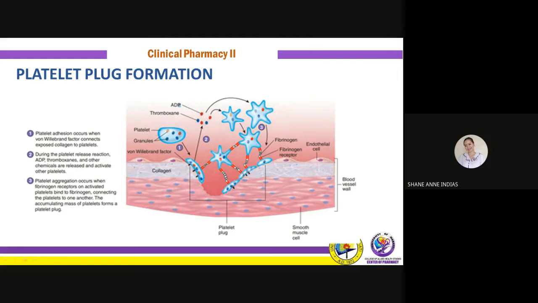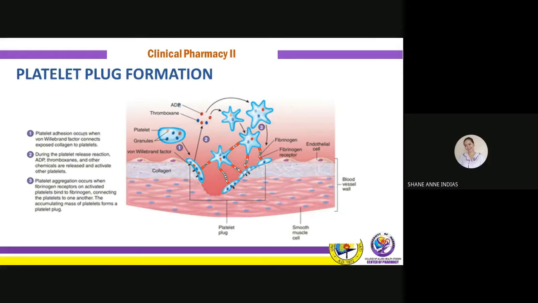So dito, meron tayong series of steps that occur simultaneously. Ano yung mga steps na yon? As you can see dito, yung number 1, 2, and 3. Ayan, yung steps na yon, we have the first one, platelet adhesion. Second one is the platelet release reaction. And the third one is the platelet aggregation.